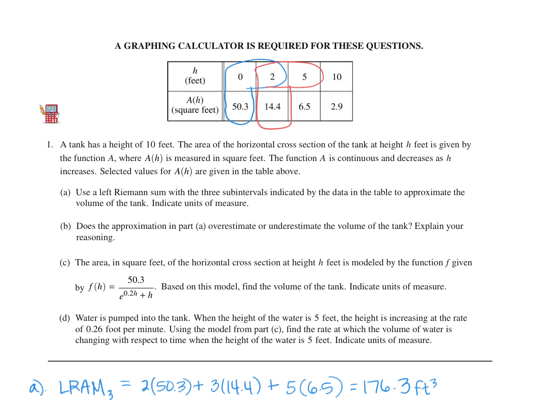Will it underestimate or overestimate? Well, we need to know what direction our values in the table are going compared to whether we're working from the left or the right. If we go back and look at our data table, our values are going from 50.3 to 14.4 to 6.5 to 2.9. So what direction are they going? They're going down. And we are working left to right.